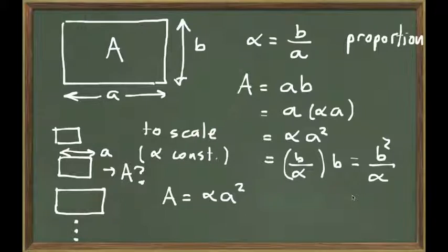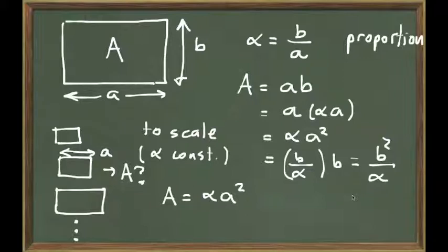Now suppose that somebody somehow gave you a set of rectangles, and they tell you the proportion. They say all of the rectangles I'm going to give you are going to have alpha equals 3, let's say. So somebody hands you one of these rectangles, and they ask you, what's the area of this rectangle? What's the fastest way that you can calculate the area, that is not just measuring both sides?